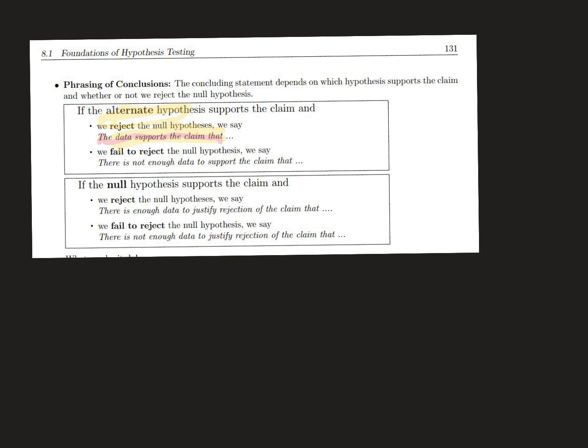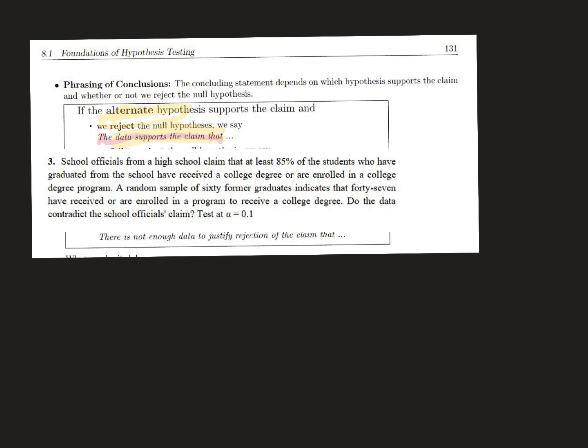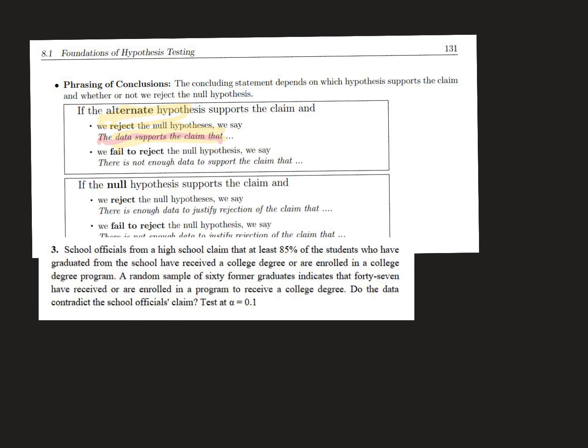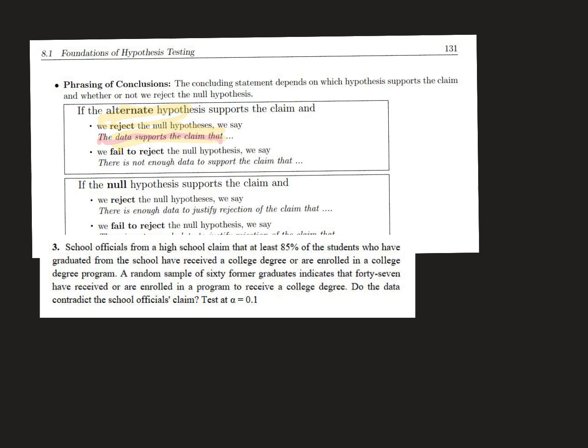is it that? Let's see. Now I don't remember how they worded that. So we said that does it contradict the school official's claim? So I think that's what we made be the claim. So the data supports the claim that the school officials are wrong about the 85% number, or that the data supports the claim that no, less than 85% of students who graduate from the school are going on to get a postgraduate degree. Okay, so you see how that works?